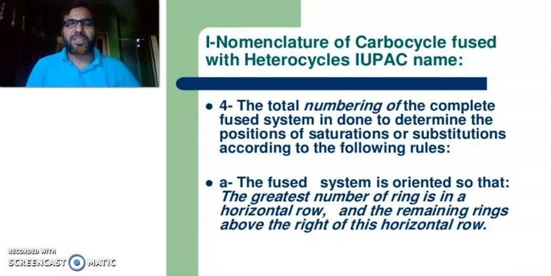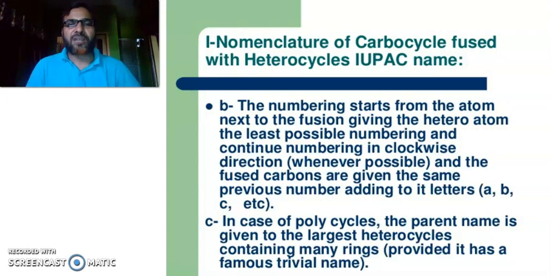The fused system is oriented so that the greatest number of rings is in the horizontal row and the remaining rings are above and to the right of the horizontal row. The numbering starts from the atom next to the fusion, giving the heteroatoms the least possible numbering, and continues in a clockwise direction whenever possible. The fused carbons are given the same previous number, adding to it letters a, b, c. In the case of polycycles, the parent name is given to the largest heterocycle containing many rings, provided it has a famous trivial name.